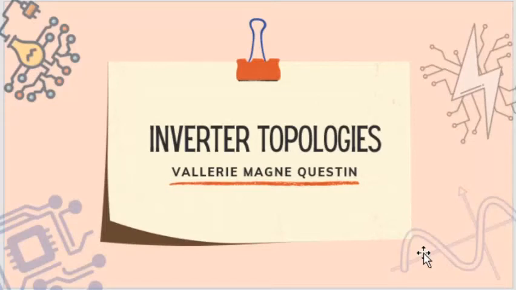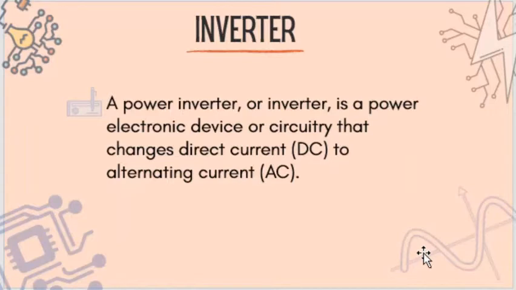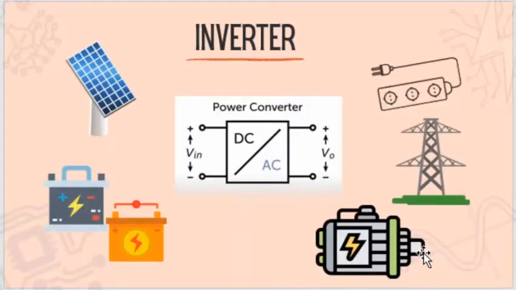In this video, we are going to explore converters that can convert DC input to AC output voltage. A power inverter, or inverter, is a power electronic device or circuitry that changes direct current to alternating current. Inverters are very useful since they allow DC sources such as solar panels or batteries to supply AC loads such as commercial loads, the electric grid, and motor control, speed, and direction.